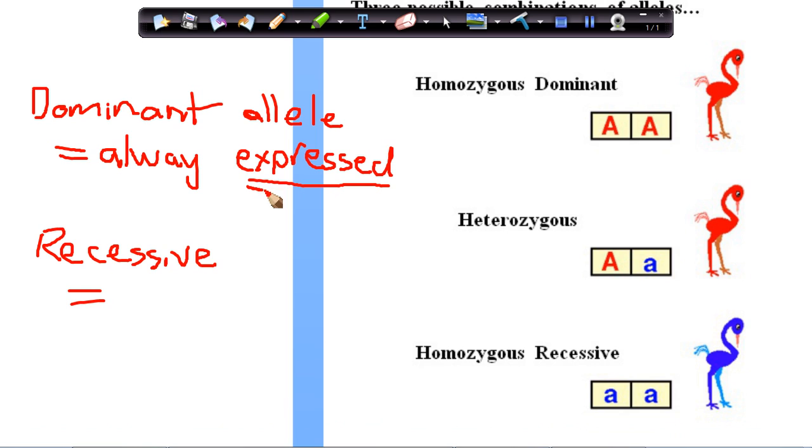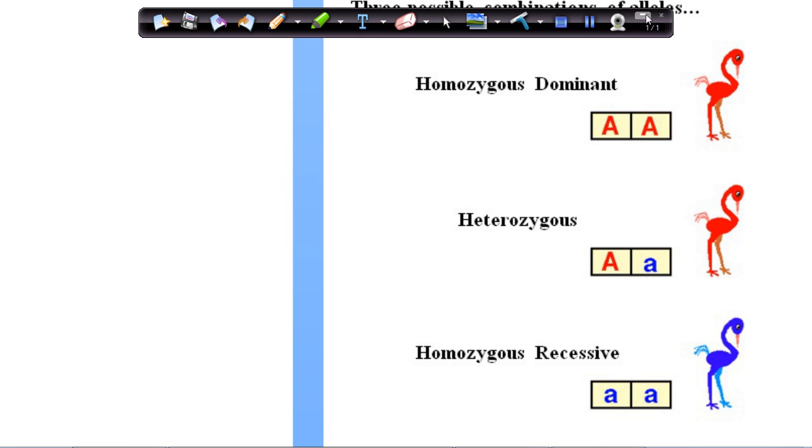But again, it's using that word expressed. So the dominant allele is always expressed, even if there's another allele present. The recessive allele is only expressed when it's on its own or there isn't another allele present. So that's the key idea there, dominant and recessive. All right, let's carry on.